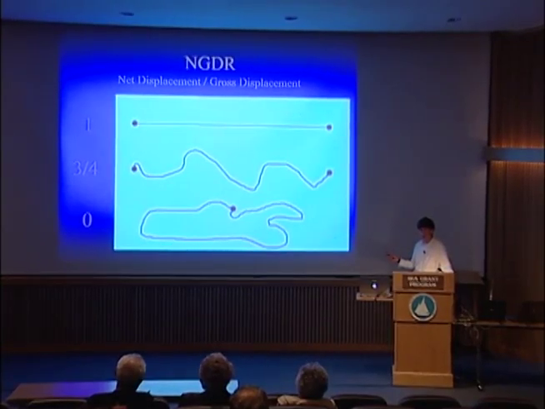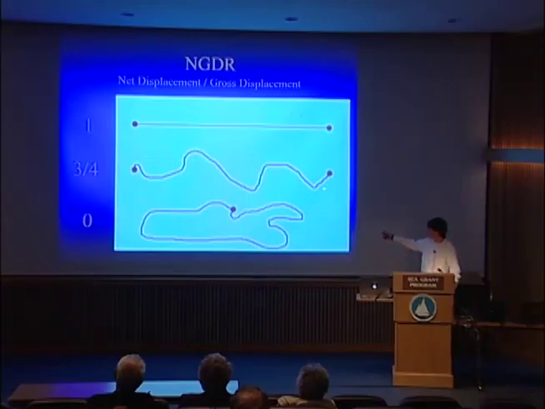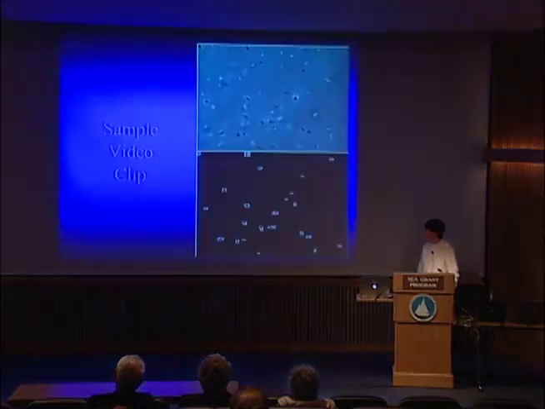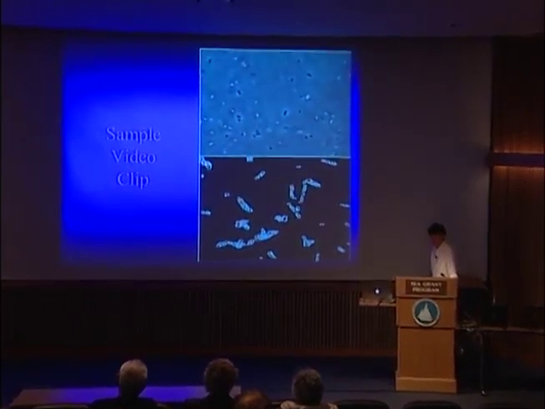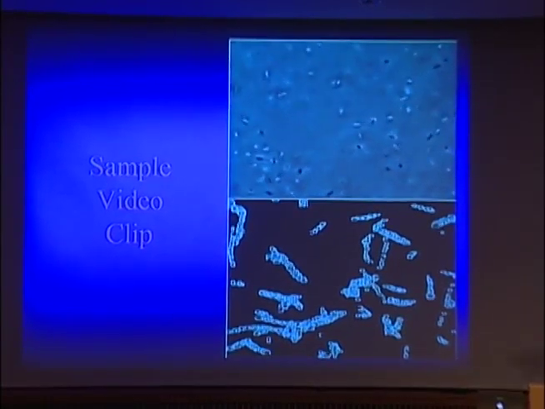An NGDR of 1 would be produced if you have just a straight line, as in the top, because you're dividing one distance by the same distance, so you get a ratio of 1. And on the bottom, you get 0 if the bacterium ended up exactly where it began, no matter how curvy the line was. And the middle image happens to be an NGDR of 3/4, because even though the distance between the 2 points is 3, the actual distance that the E. coli traveled was 4.